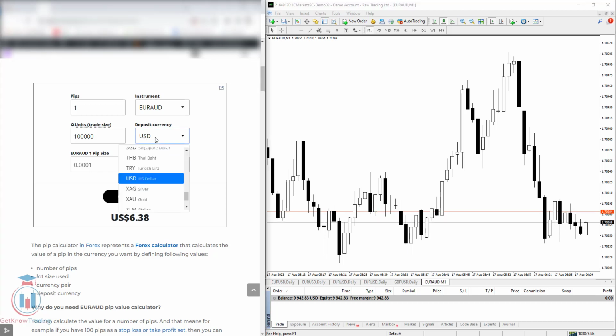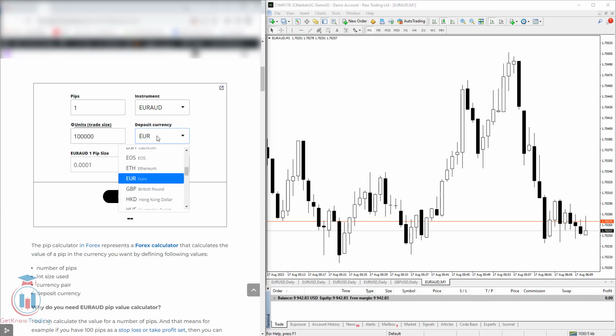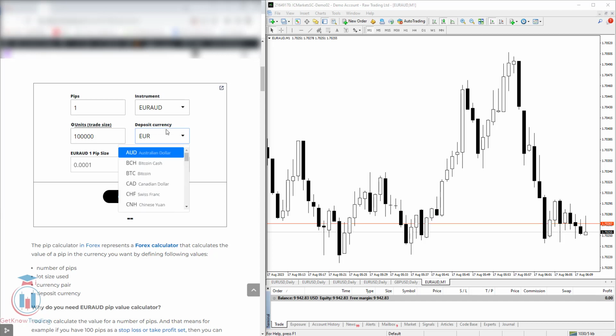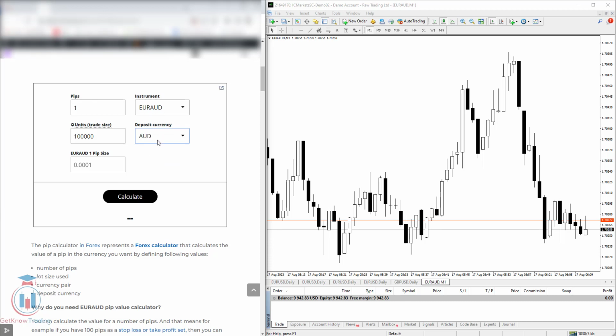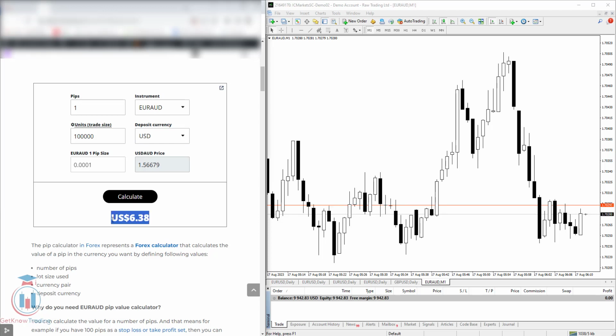So for example, if I put here Euro, this additional symbol will disappear when you are using only the quote currency, which is on the second place. So for example, if I'm using Australian dollar as a deposit currency, I do not need any additional currency symbol to calculate the Pip value. I will leave US dollar as a deposit currency because this is correct, and when you click calculate you get $6.38 as a Pip value for the Euro against Australian dollar for the US deposit currency.